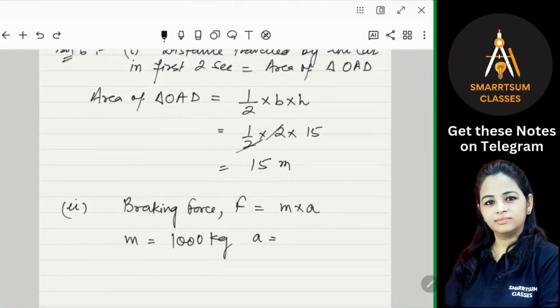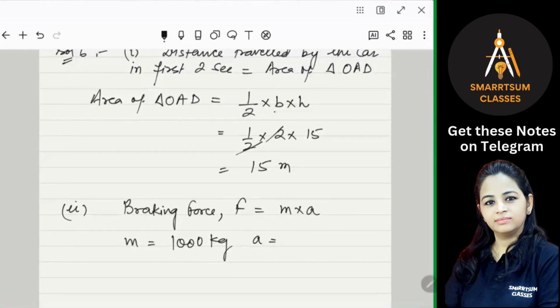If you're confused, let me tell you that this B is your time, which is in seconds. So 2 seconds into 15. This H is your speed, meter per second, not per second square. So second will cut, and what you will get? Meter only. Understood? So this is how you will get the unit.